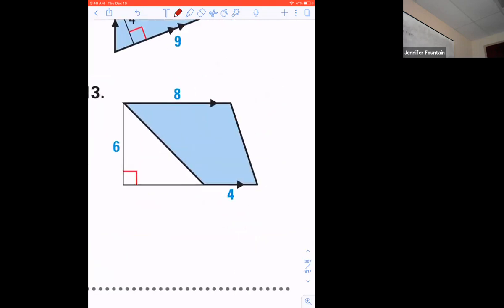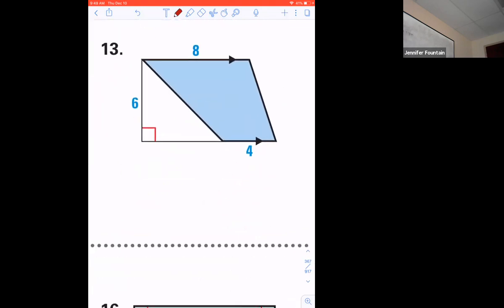Look at number 13. What kind of shape do I have? A rhombus has 4 congruent sides, and they have not shown us that any of these sides are congruent. What do I know based on my picture? I only have 2 parallel sides. What kind of figure has 2 parallel sides? A trapezoid. A parallelogram has 2 pairs of parallel sides, so I would see 2 sets of arrows. 1 set of arrows means a trapezoid.